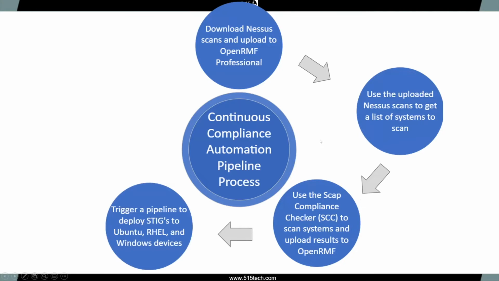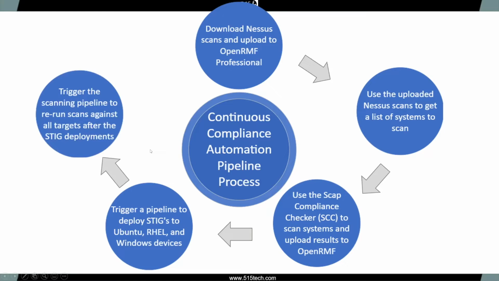Then we're going to trigger a pipeline to deploy the STIGs. So imagine this is the initial provisioning. Someone built these boxes and we're going to scan them and then STIG them all through automation. So we're going to move the Windows devices into the right OUs, and we're going to use Ansible to deploy the STIGs to the Red Hat and Ubuntu boxes.